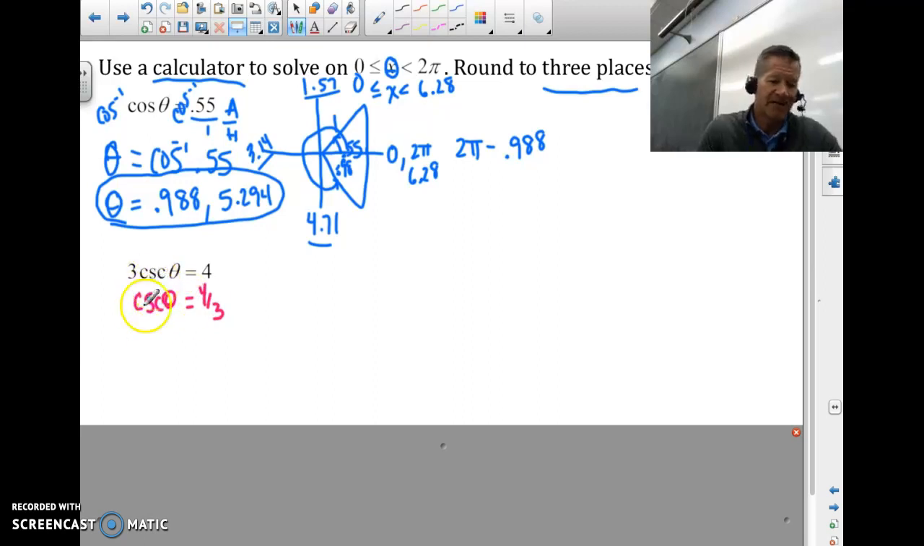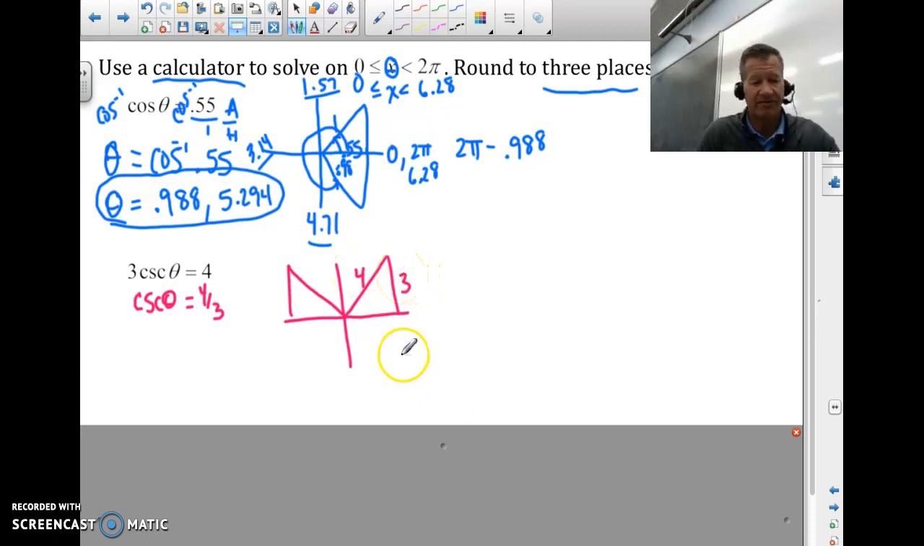Now, I don't have a cosecant key on my calculator, and I do know that cosecant is positive in quadrants 1 and 2, but I have no idea what the angle would be to give me a hypotenuse of 4 and an opposite of 3. So I'm going to have to use an inverse. But again, I don't have inverse cosecant, so I'm going to use its reciprocal.